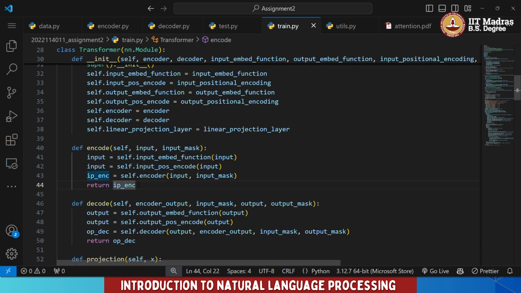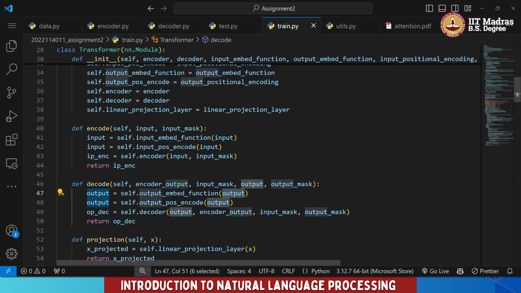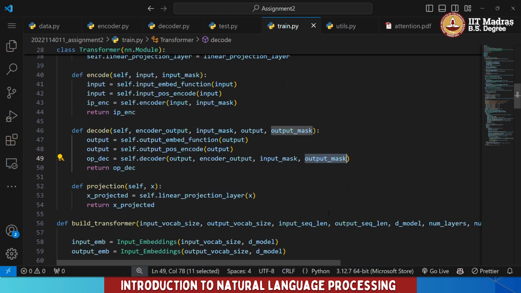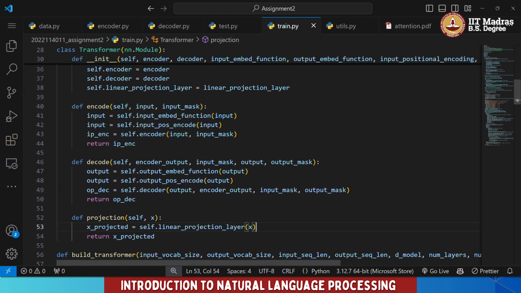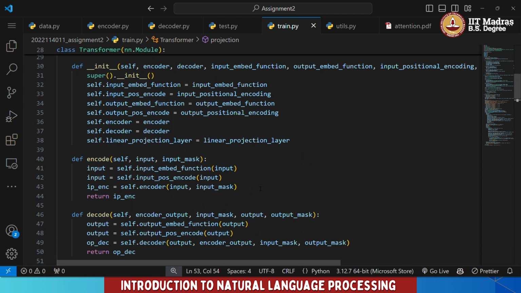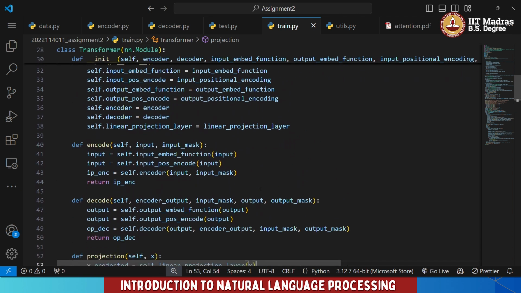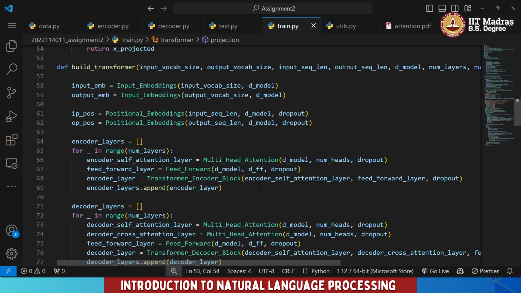So that is what we'll add. Then coming to the decoder function, similarly we'll embed the output, add the positional encoding, and to the decoder we'll pass the output, the encoder output, the input mask, and the output mask. That is what we'll pass to the decode function. And finally at the projection layer, we'll just get the projected values of X out. So it is a pretty simple and straightforward transformer class that combines all of it together.